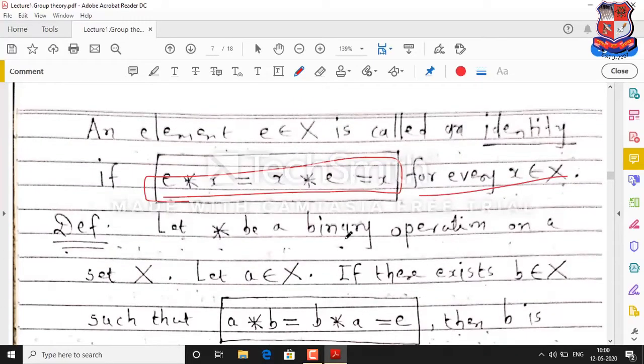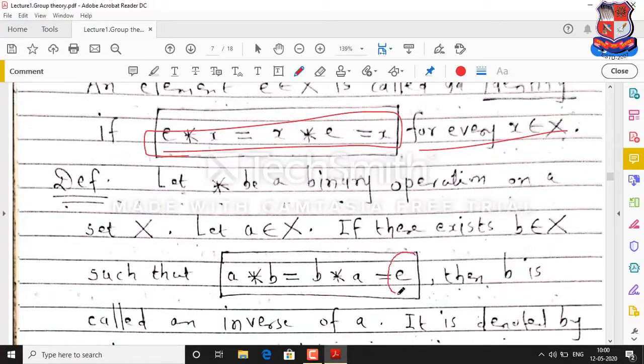Next definition is inverse of an element. Now to check the inverse, your given set must have identity element. If given set has no identity element, we cannot talk about inverse element in that set. So you have to check about inverse if your set has identity. If there is no identity in the set, then there is no need of talking about inverse of an element. So suppose star is a binary operation on the set X, and let A be any fixed element of this set.